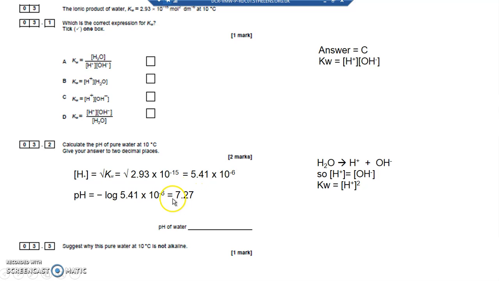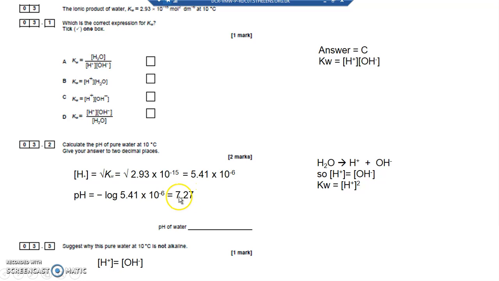Don't worry that it's not 7 exactly. Changing the temperature can alter the pH of water. Suggest why this pure water at 10 degrees C is not alkaline. Well, it's only alkaline if I've got more OH- than I have H+. If I've got an excess of OH-, it's going to be alkaline. If I've got an excess of H+, it's going to be acidic. So the fact that I've got equal concentration of H+ and OH- means that it's not alkaline.